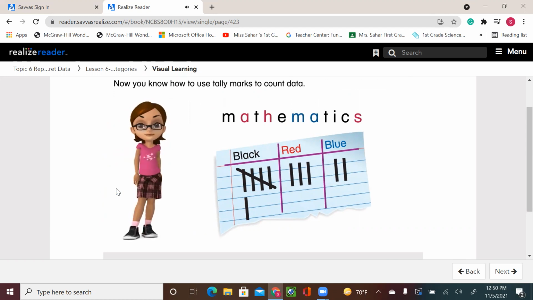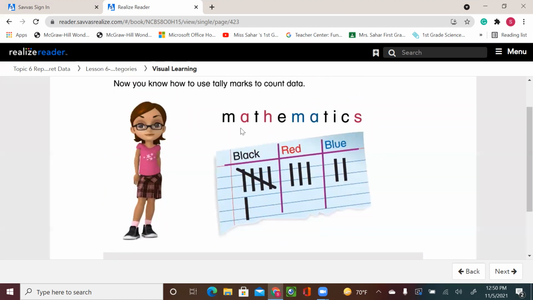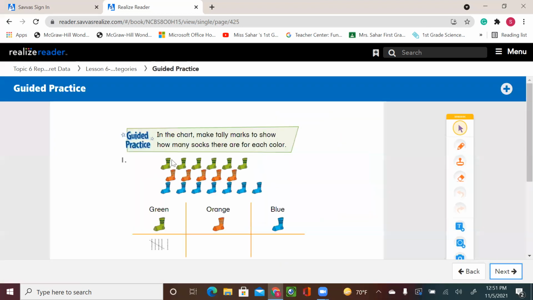All right, so now it's easy. Instead of counting one by one, just look at the marks and you can easily say there are 6 black letters, there are 3 red letters, and there are 2 blue letters. All right, so let's go back and see our guided practice. In the chart, make tally marks to show how many socks there are for each color.